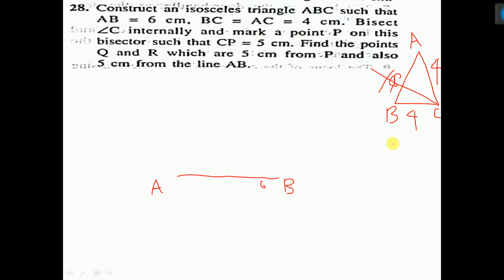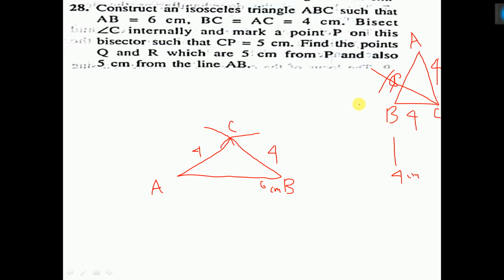BC, AC given 4. So one 4 centimeter line take with your scale. 4 centimeter. This is also 4 centimeter. Don't forget to write. Now this 4 centimeter take, and from A you cut, and from B also you cut. Now join this and this. So this is C. ABC. This is 4 and this is also 4. Because see the diagram here. BC is 4 and AC is 4.